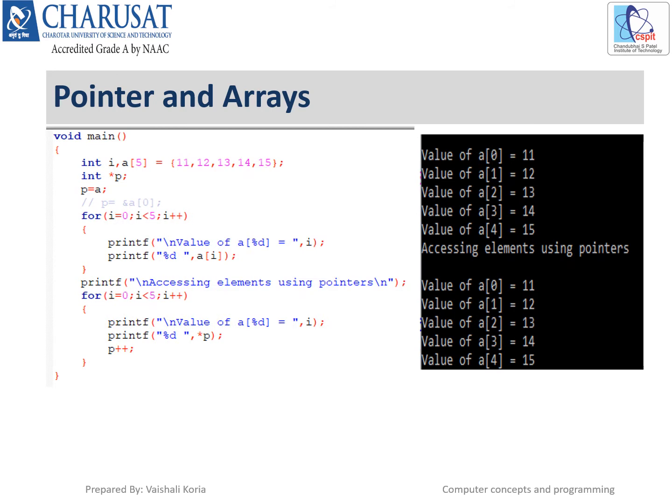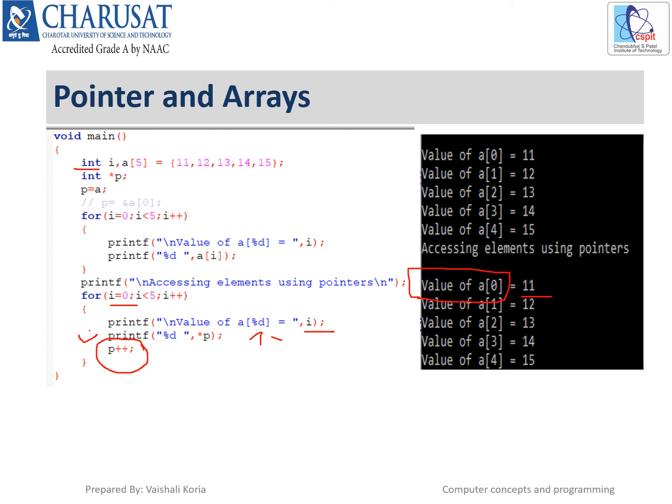What we need to do actually here: for the first iteration, the value of I will be printed, so the value of a of 0 would be the output. Now, after printing the value of a of 0, which is 11, in the next iteration we have to execute the statement p plus plus. p is a pointer variable and we are incrementing it by 1. It will be incremented based on the size of the type of the array. The type of the array is integer, so when you write p plus plus, it will be incremented by 4 and now it will point to the next element of the array.